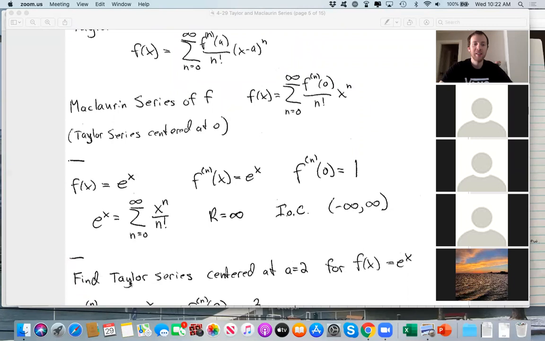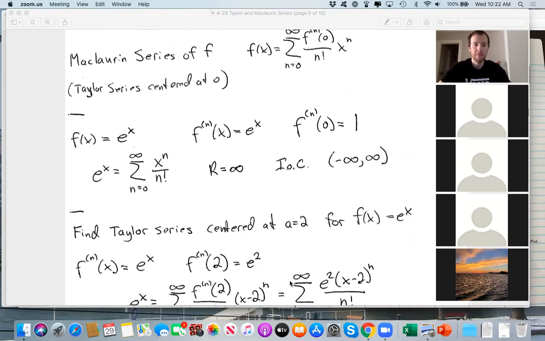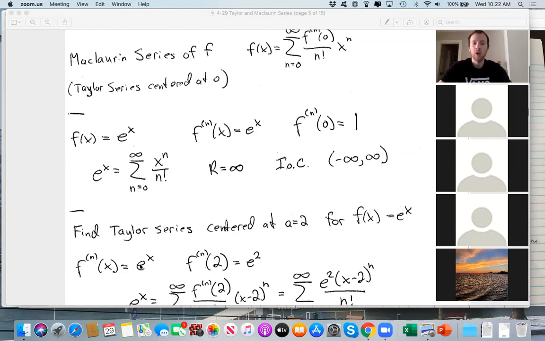If we try to find a Taylor series centered at 2, we go through the same process, but we're working at this different point 2 here. So the nth derivatives are all e to the x again, but now we're evaluating them at 2 rather than 0. And at least we know all the derivatives are e to the x. So all the derivatives evaluated at 2 are e squared.